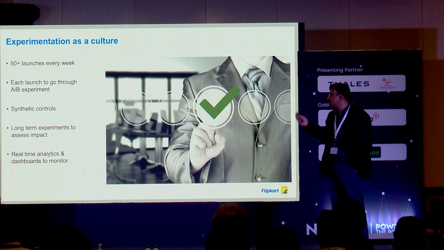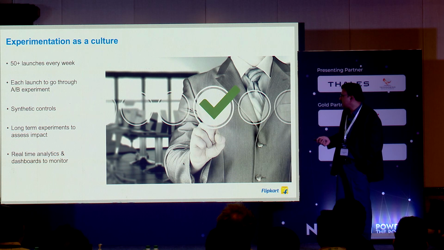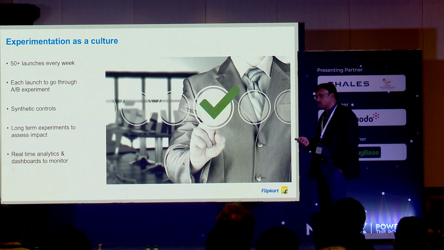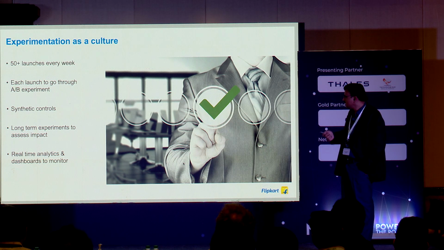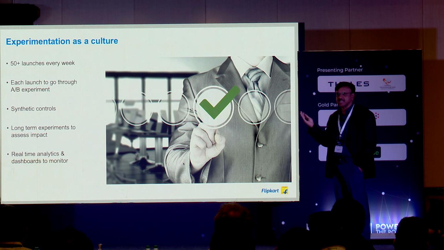There's a big science around that as well. And then there is a science around how you do synthetic controls, where you can't run an A/B. And long-term experiments to assess impact. So you do what is called a reverse A/B, where there's a small population always on a holdout, and we have global holdouts, things like that. So this A/B testing itself is a big science.